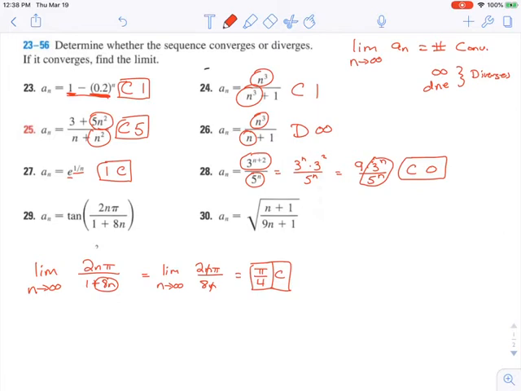Alright, this one, when n goes to infinity, this is going to go to square root of n over 9n. That's equal to square root of 1/9, which is 1/3. Notice this arrow. The arrow means approaches. Notice I didn't put an equal there. Those two things are not equal. But as n goes to infinity, this approaches this. All right.